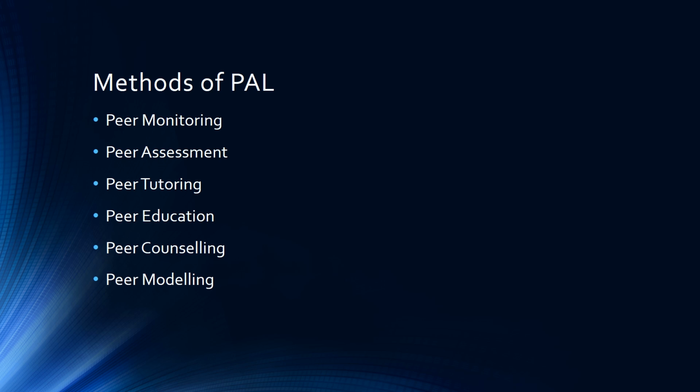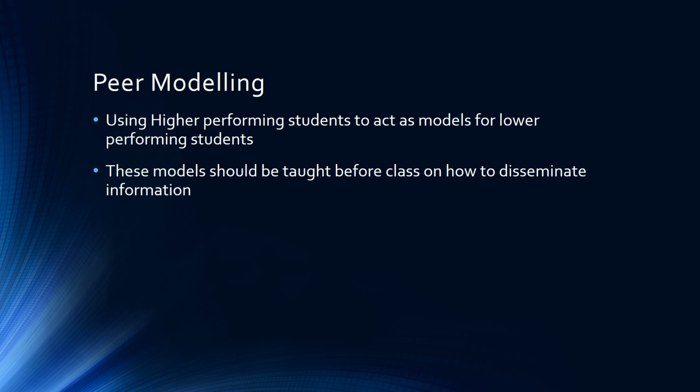But for this lecture, I'm going to give you the example of peer modeling. Peer modeling is using higher performing students to act as models for lower performing students. In essence, this means you've got a group of students who work together with a rather intellectual student, giving out information and acting as a model and a guideline for the lower performing students.